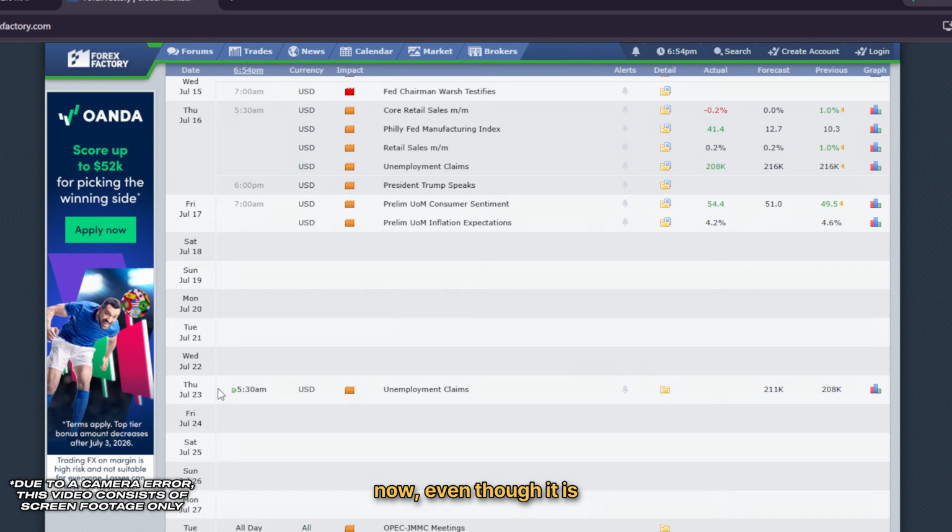Now, even though it is a trading day for me, it doesn't mean that I have to take a setup. Understand, you first have to identify which day you're going to trade, which is what I just showed you guys. And then from there, we have to identify the sentiment. So let's get right into that.